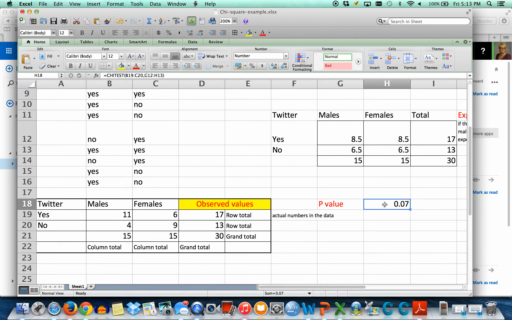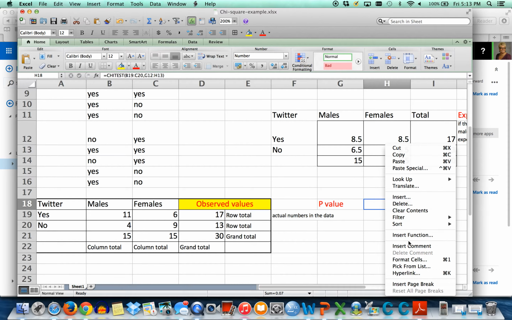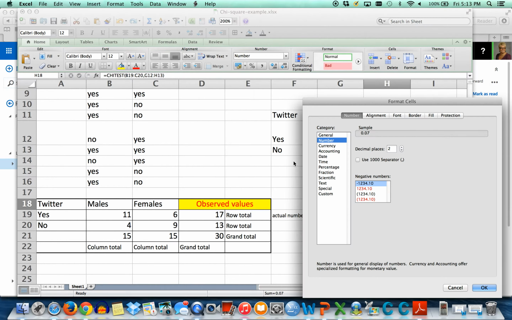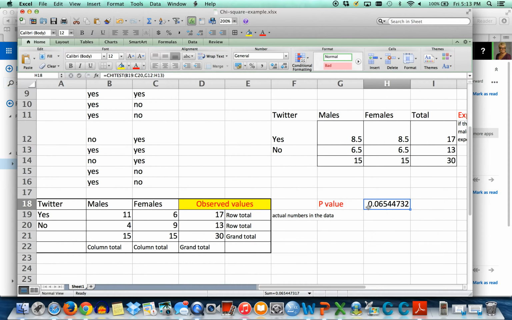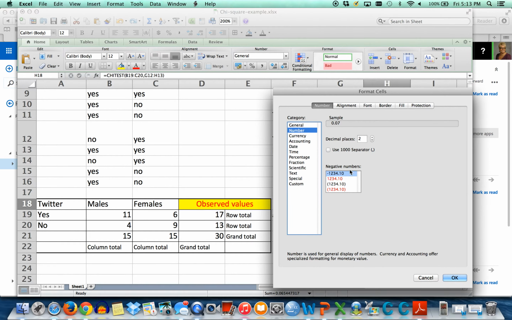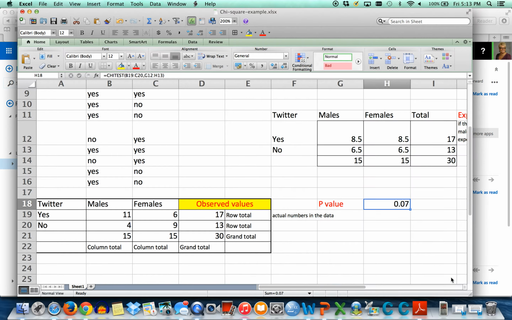I actually in advance went ahead and formatted the cell so that it would come out to a number, right? I'm sorry, they all are numbers to 2 decimal points, but you could see it would round up. So you could do that by yourself if you wanted to. Format cells, number, 2 decimal places.